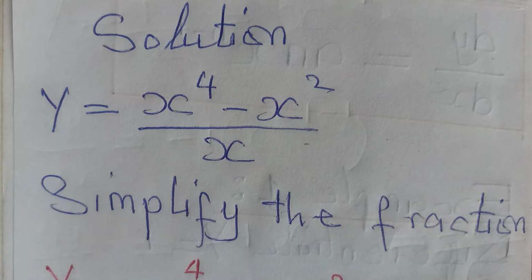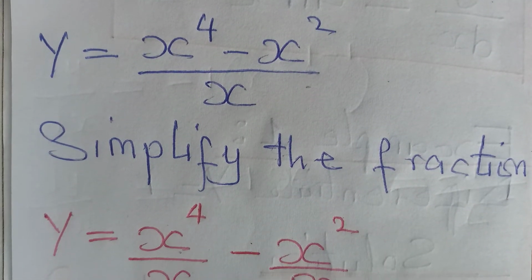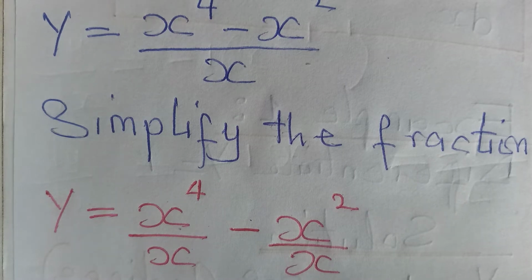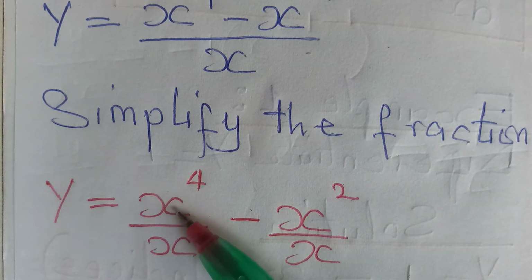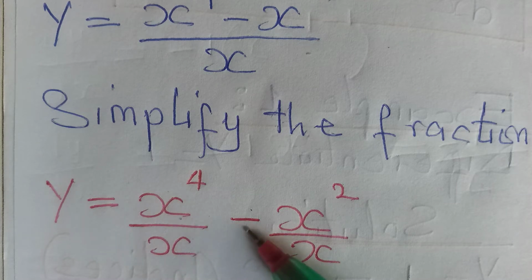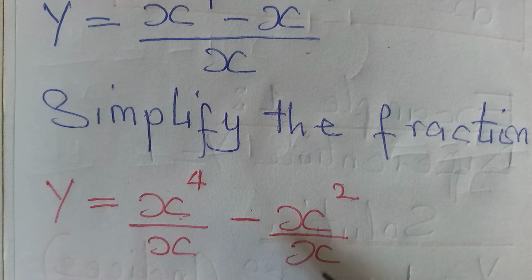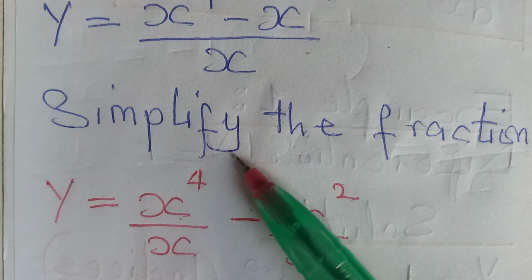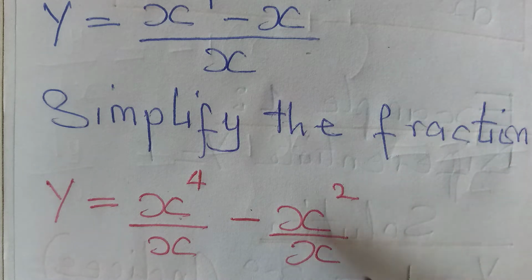The simple rule here is this: you simply split up the fraction. If you split up the fraction, you're going to have x raised to power 4 over x minus x raised to power 2 all over x. And that is what you can see in this subheading: simplify the fraction. So if you simplify the fraction, you're going to have this.